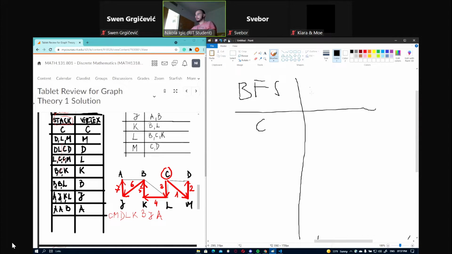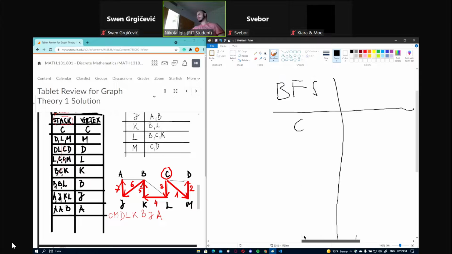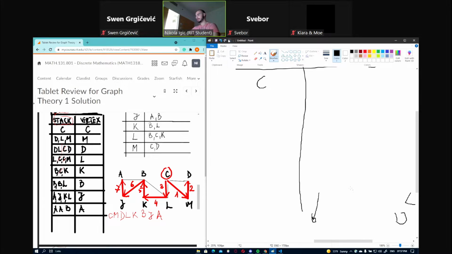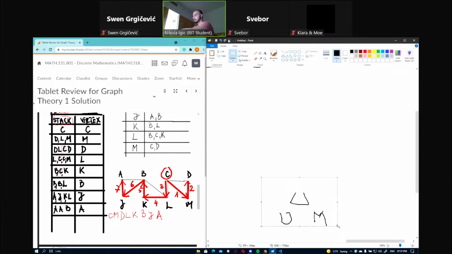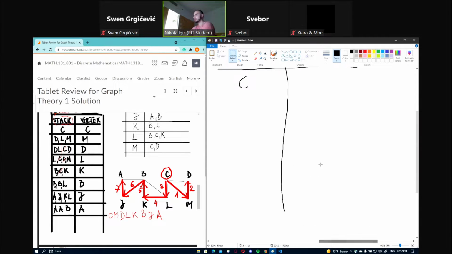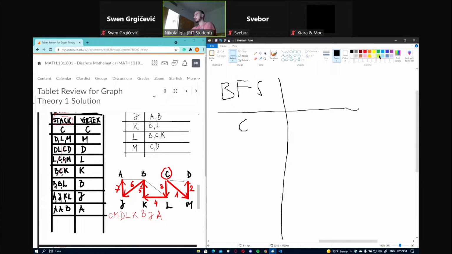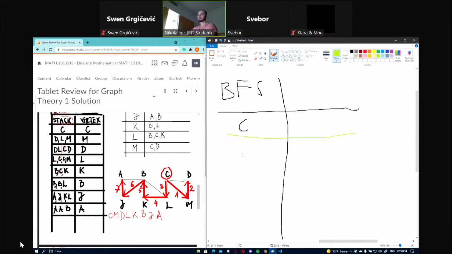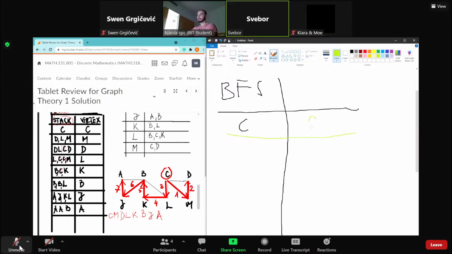I think we are on C again. I should write here stacks and vertex, but it would take a lot of time because I'm writing with a mouse. Okay, let's use green. Where can I jump from C, if I'm using breadth first search? So not this one, the other one. D, L, M. Where? D or L or M. Yeah.